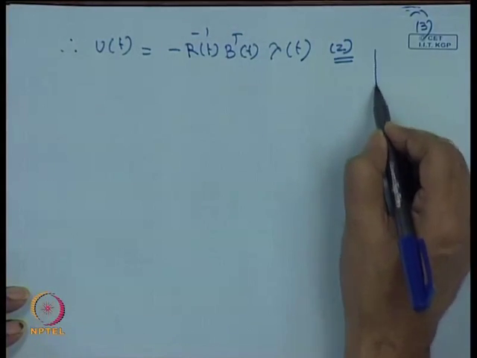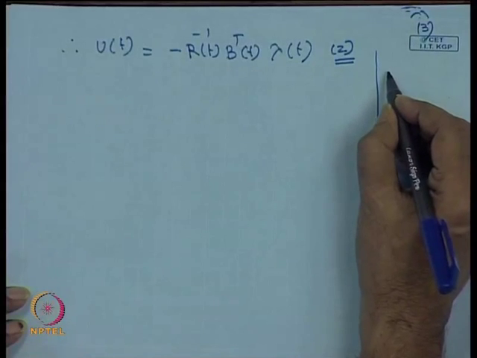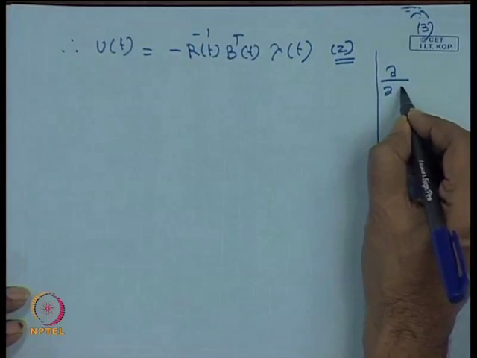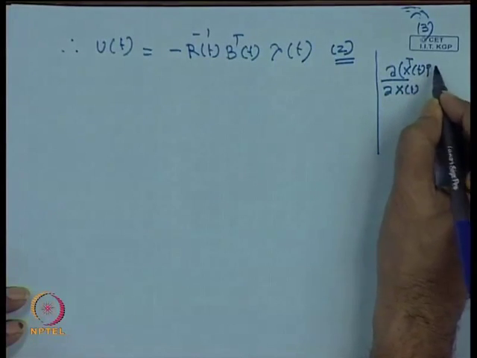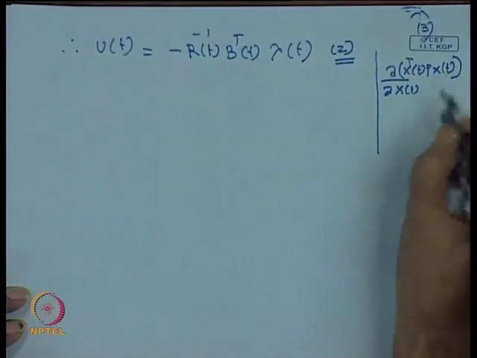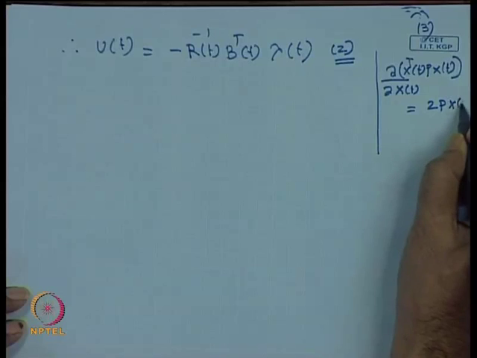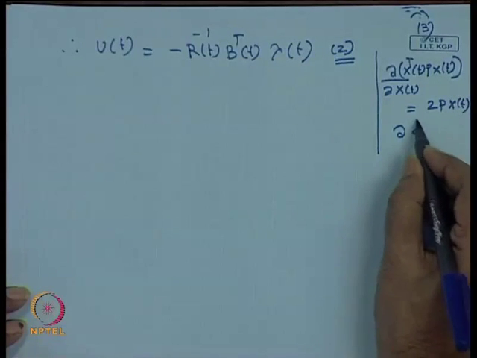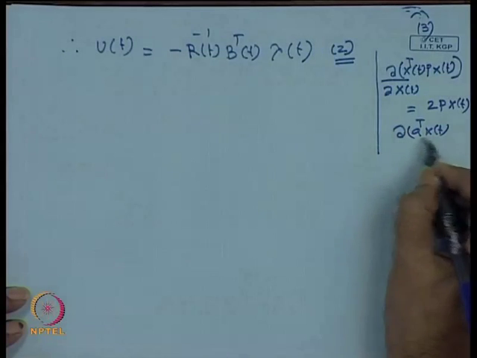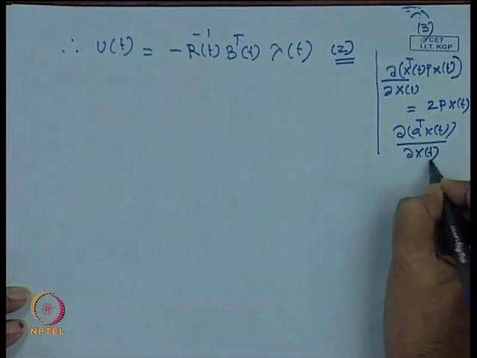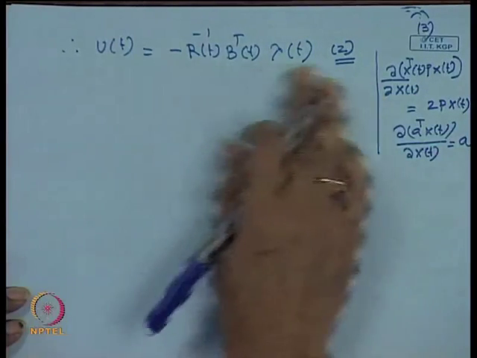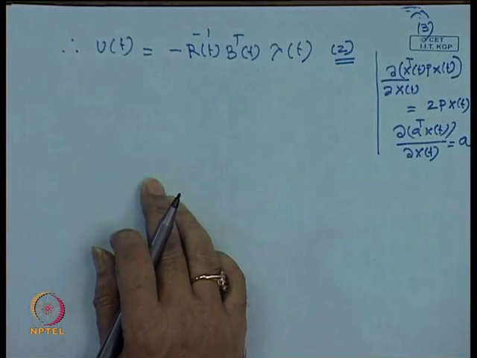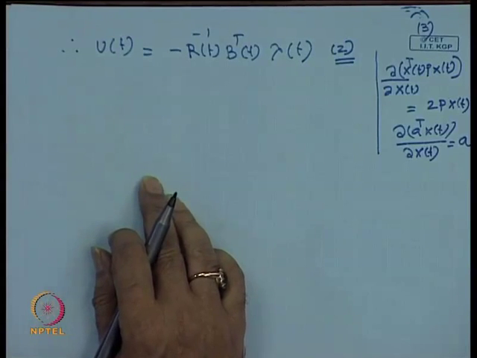So, in order to get this one, we have used these two things: differentiation of the quadratic function with respect to x(t), which gives twice P x(t), and another, a transpose x(t) with respect to x(t) is equal to a. So, these two things we have used in order to get equation number 2. So, once we get this one, the other two necessary conditions are these.